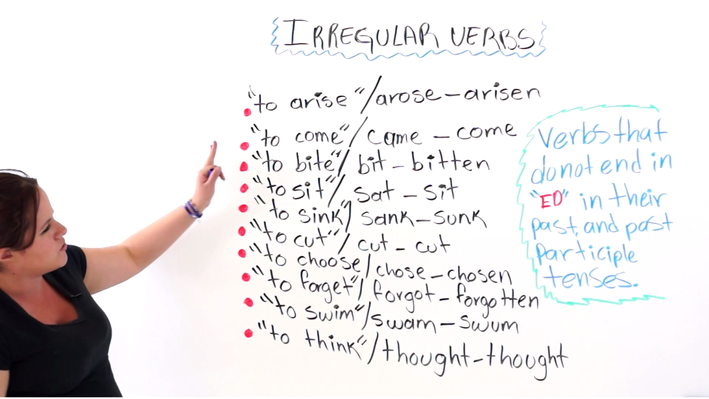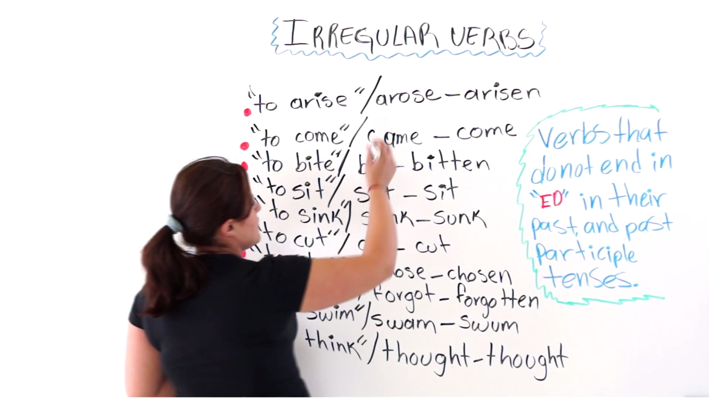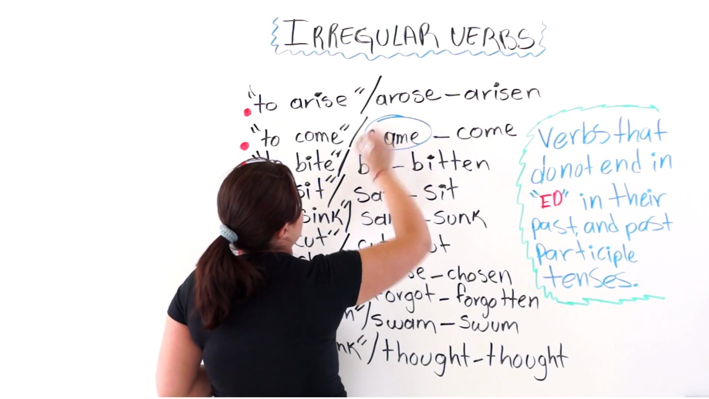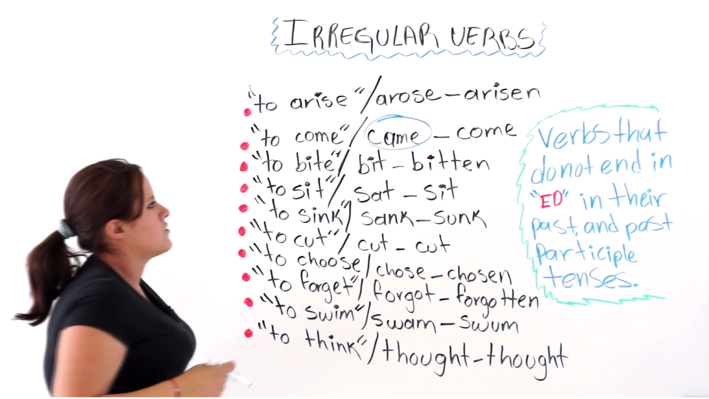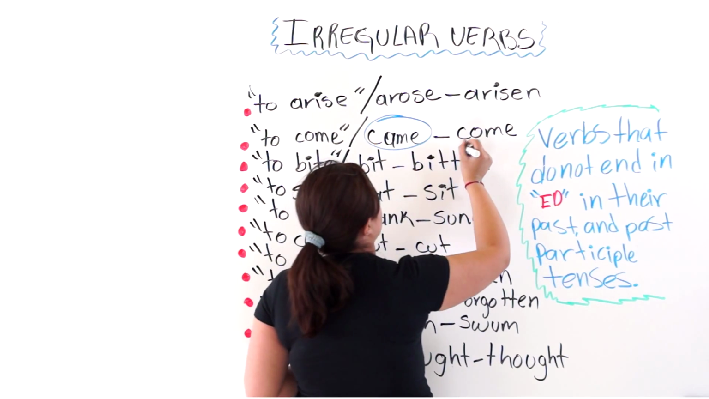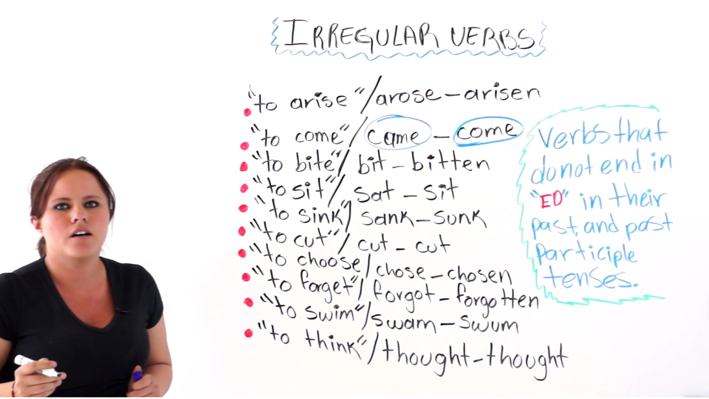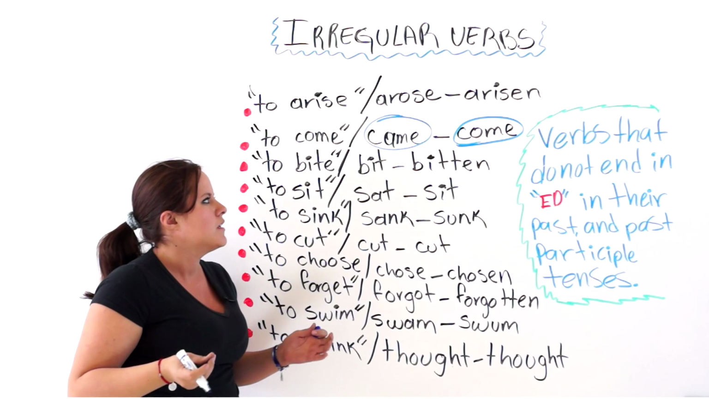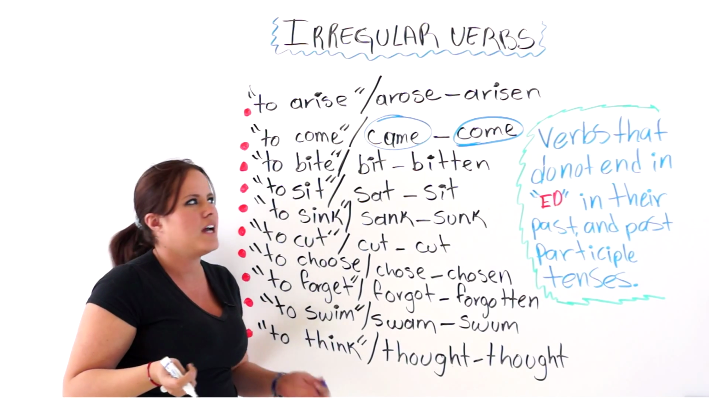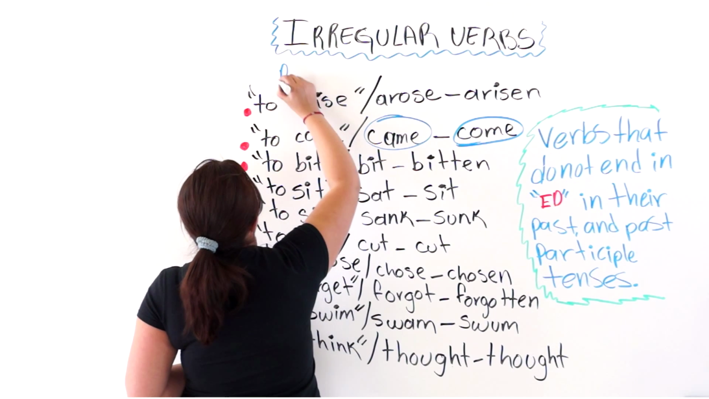The next one says to come. As you can see, the past or simple past is came. You just change the O for an A. And the past participle is come again. It goes back to its present form. But it is not the present, it's the past participle. Okay, this is the present.